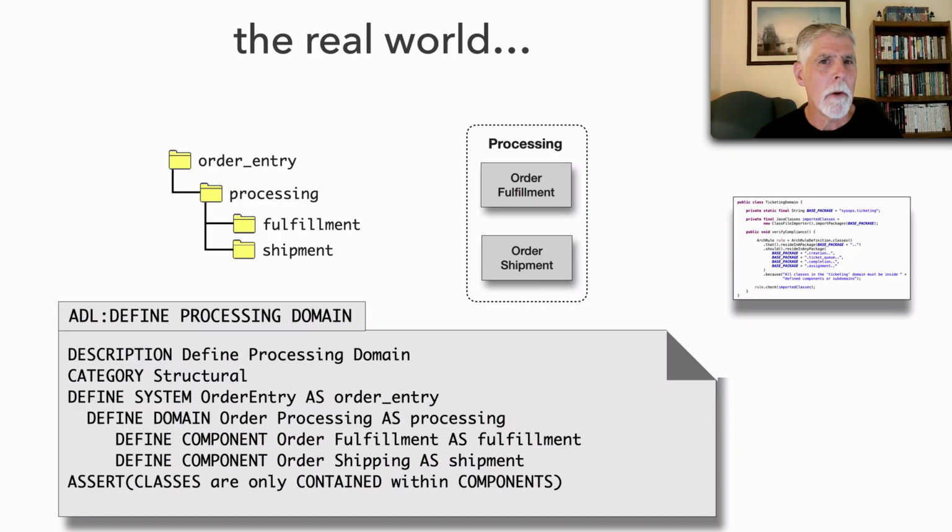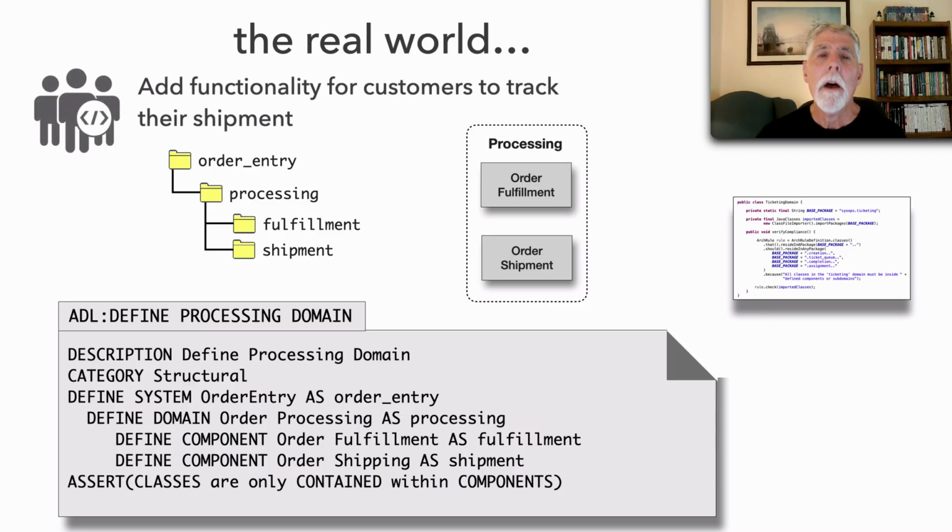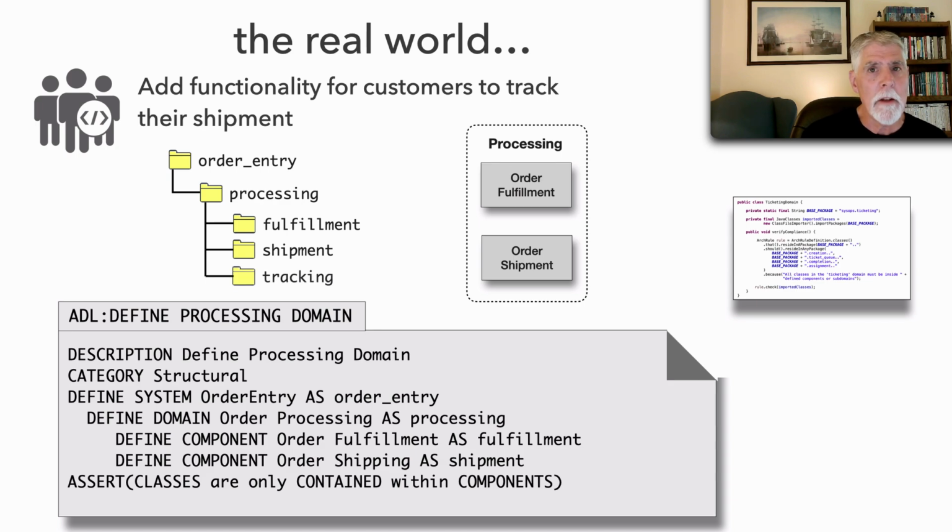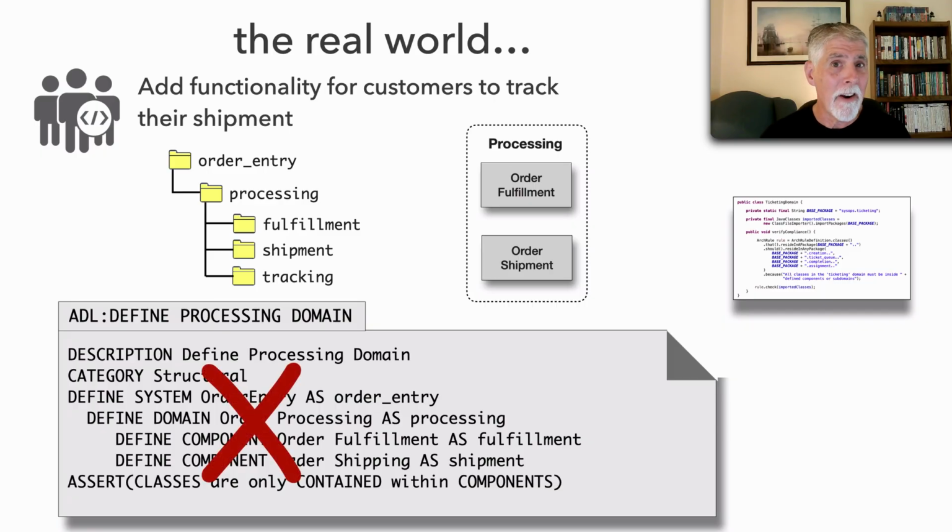But what happens in the real world? We get changes. For example, please add functionality for customers to be able to track their shipment. So consequently, what the development team does is they add a new directory or a new namespace. Effectively though, what we learned in lesson 177 is that ACK is actually adding a new architectural component. And once that happens, the problem is our ADL, our architecture definition, is no longer in sync.